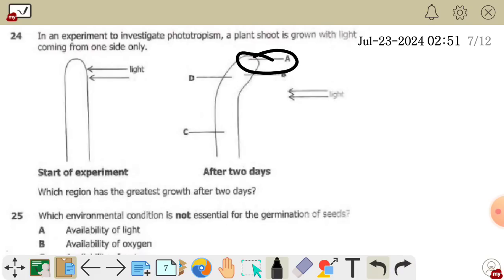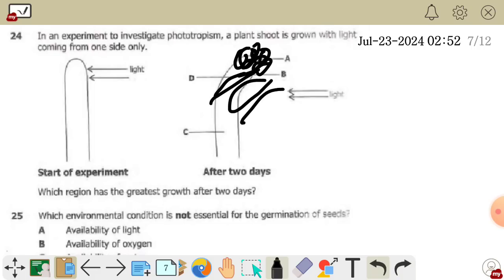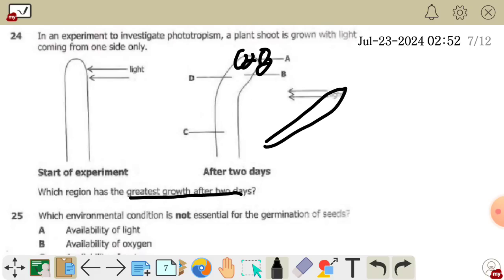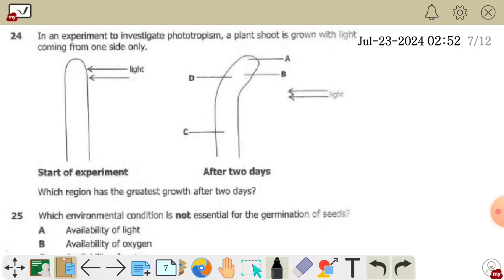In region A, we have cell division. So cells there are just dividing into small cells. But here in D, we have cell elongation. So the cells here are elongating, and here we are going to observe maximum growth. Why? Because the cells are elongating. In the shoot tip they are just dividing, then here in region D, they are elongating. So maximum growth is going to be observed where the cells are elongating. They are becoming long and larger in size. Okay, so the correct answer there is D.